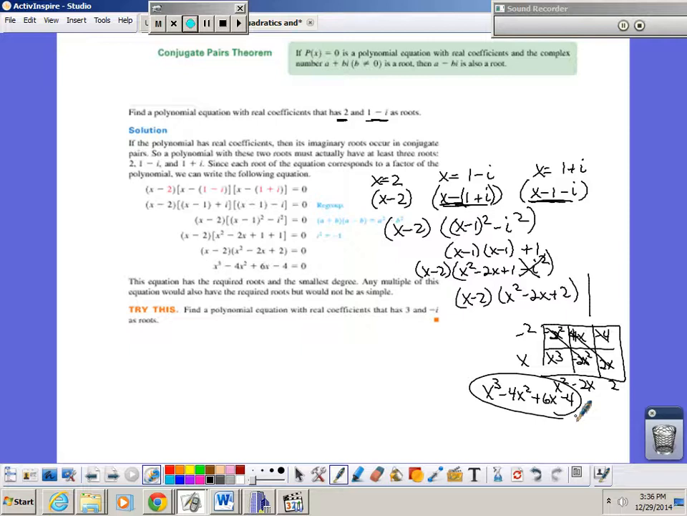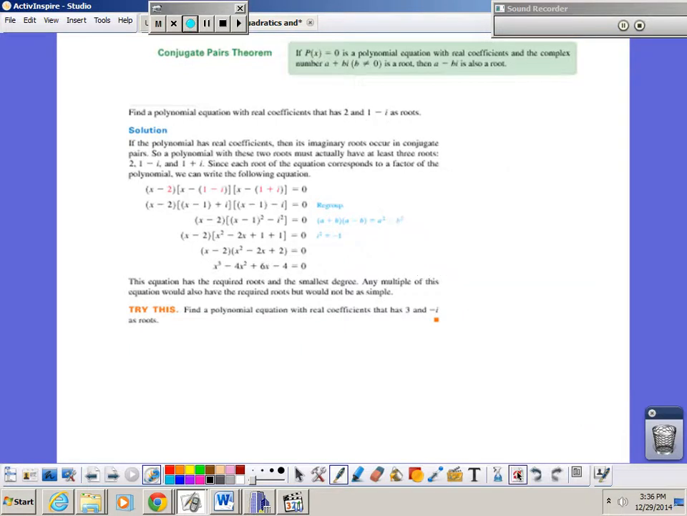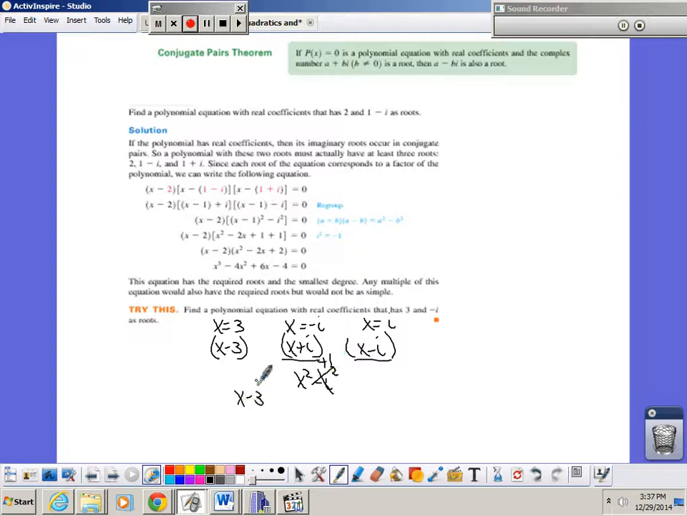So we're going to try one, because that one was already done and we could have cheated. Okay, x equals 3, so x minus 3. x equals negative i, so x is also equal to positive i. Remember, the conjugate theorem says if it's one, it's the other one. So x plus i, x minus i. These two are conjugates, so x squared minus i squared, because the middles will drop out. This is plus 1. So I have x minus 3 times x squared plus 1.